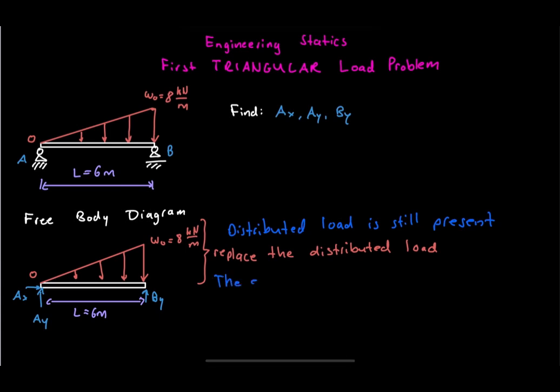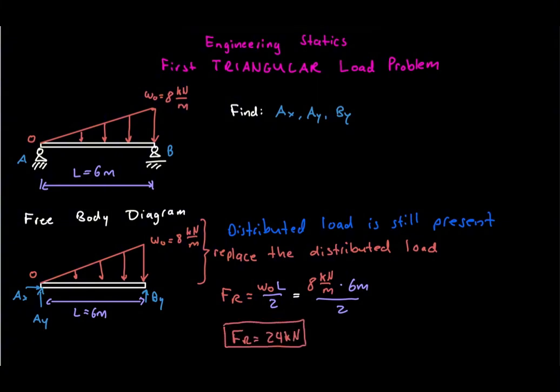Since the load diagram is a triangle, the equivalent force equals 1/2 times the base times the height. Therefore, Fr equals 1/2 times w0 times L. Substituting the values gives 1/2 times 8 times 6, which equals 24 kilonewtons.